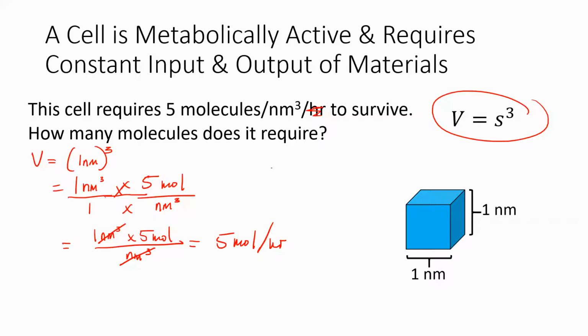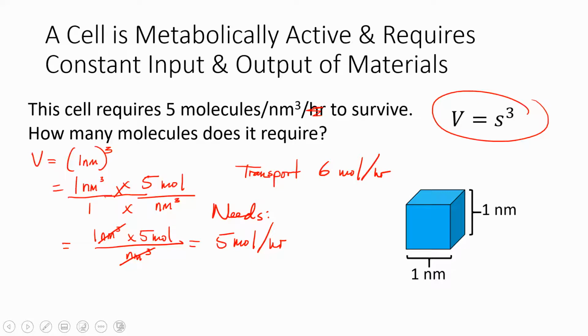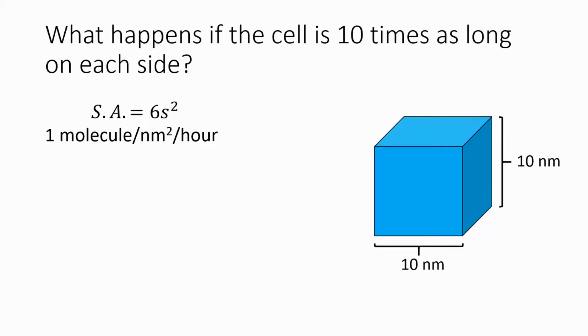So this cell can transport 6 molecules per hour. It needs 5 molecules per hour. So basically, can this cell survive? It can transport 1 more molecule than it needs, so it is capable of surviving. But now, let's see what happens if we change the size of this cell.